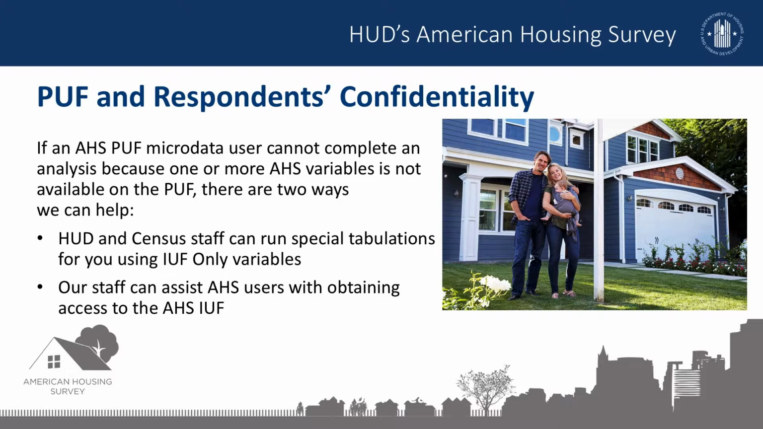Users should note that getting access to the IUF is a complex process. Users must develop a detailed proposal, submit to a background check, obtain a non-sensitive federal security clearance, agree to become subject to legally binding disclosure restrictions, travel to a Census Bureau Federal Statistical Research Data Center, and be willing to pay a fee to access the Research Data Center.